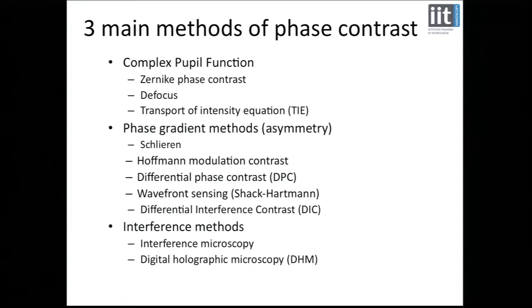One way is to introduce some complex function into the pupil function. The second method is to introduce an asymmetry in the system. The third group are interference methods, where you actually have a reference beam. I'm not going to say anything more about interference methods today, because they normally come in another talk that I do.